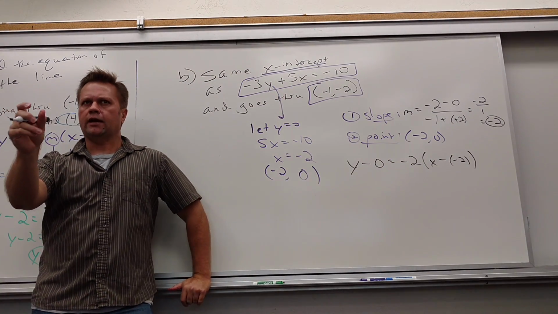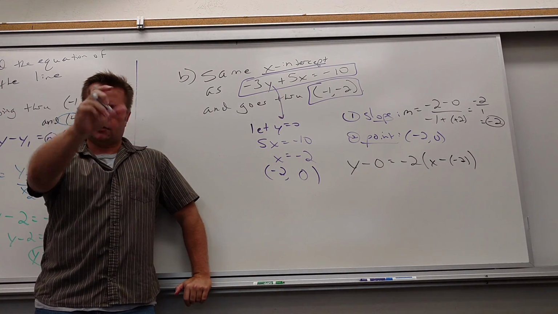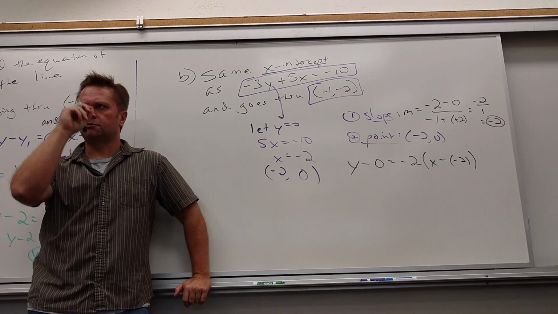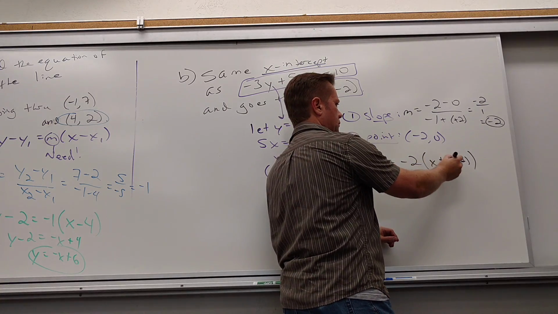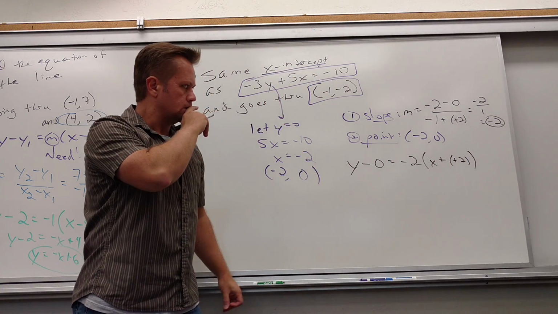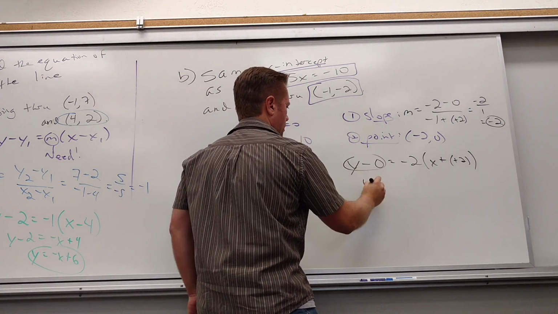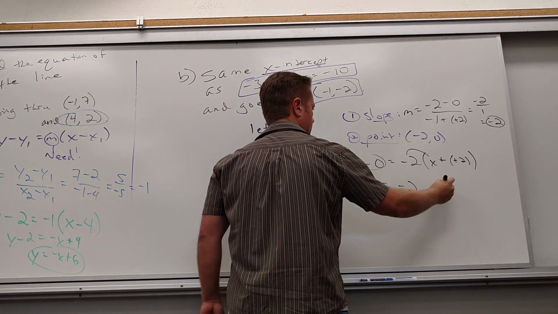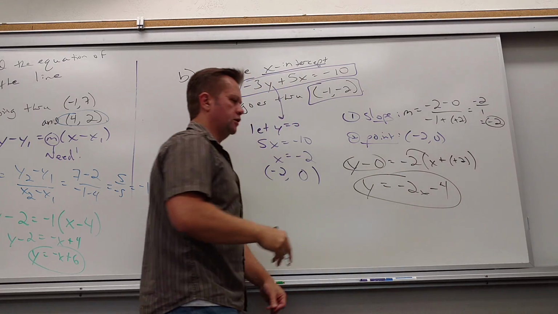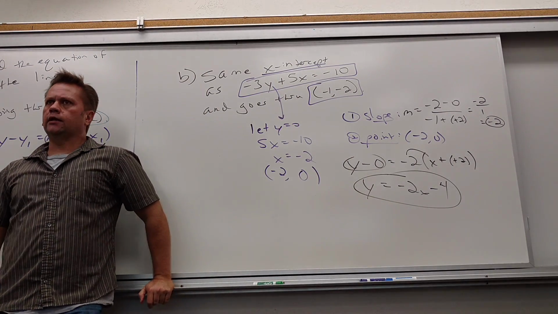When the number itself is negative and you have a minus in the equation, they both have to be there. That's minus whatever the x is. So it's minus negative 2, so of course this becomes plus 2. That's nice. Y equals negative 2x minus 4.